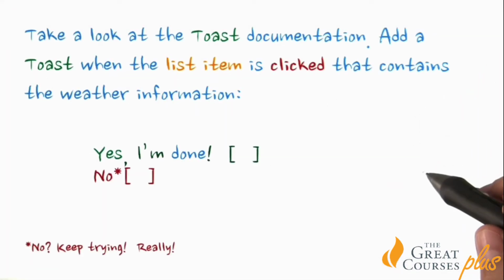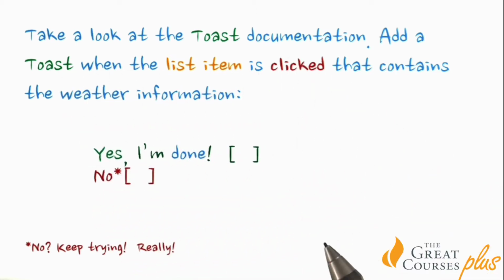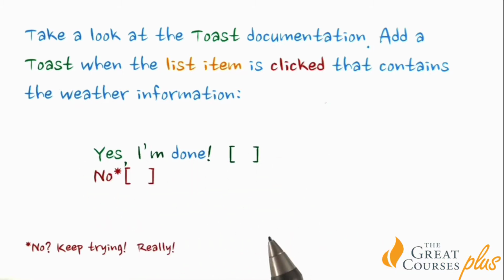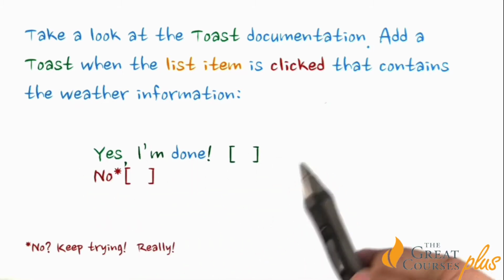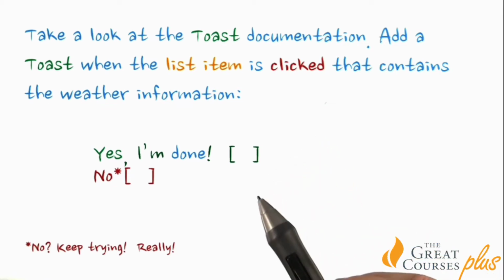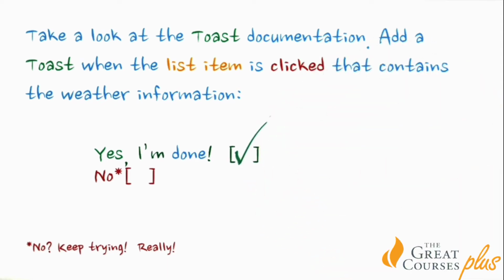So now that you know where to place the toast code, take a look at the toast documentation. Add a toast when the list item is clicked that contains the weather information. Hint: you can get the forecast by getting an item from the forecast adapter at the position given by the OnItemClickListener. Done already? Let me show you how it's done.